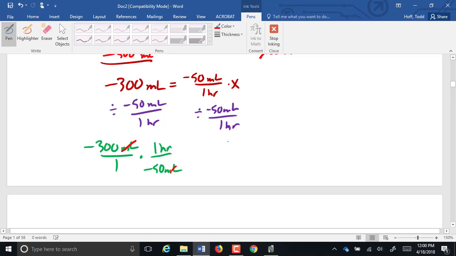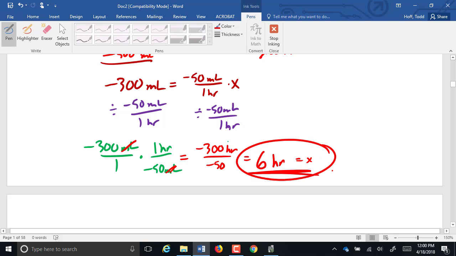We see the milliliters cross cancel. Negative 300 times 1 hour is negative 300 hours. 1 times negative 50 is negative 50. And now that divides out. Negative 300 hours divided by negative 50. Negative divided by negative is a positive 6 hours equals X. So at 6 hours, we would expect that bag to be at 200 milliliters.